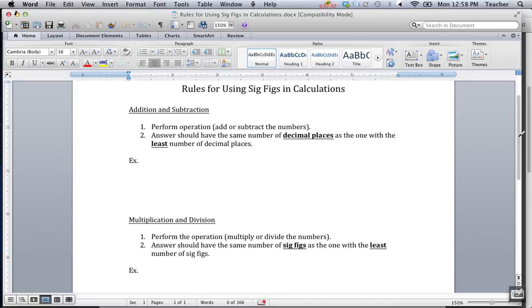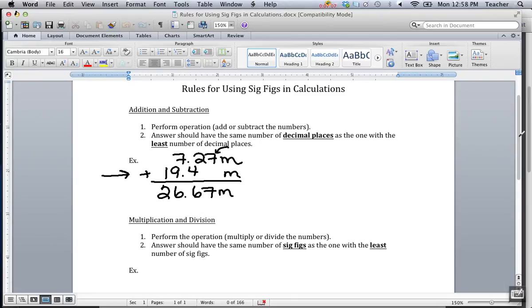I take 2 measurements. I have 7.27 meters, and I'm adding 19.4 meters to that. When I do that math, I get 26.67 meters. Now that's what ends up on my calculator. But because this second number only has 1, so in other words, my guess for this one is here, my guess for this one is here, I need to make sure that my answer reflects this.